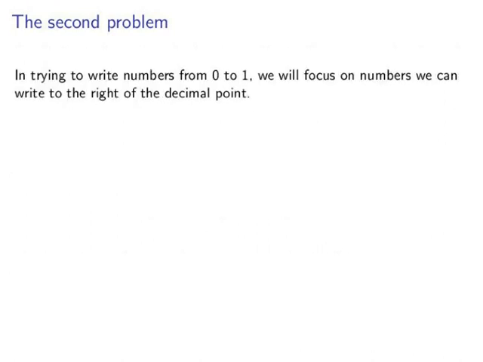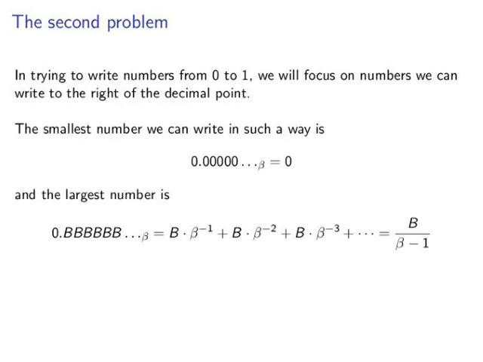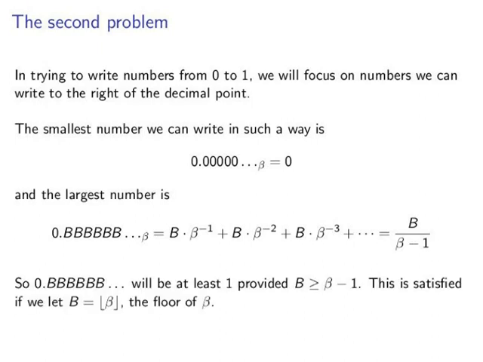In trying to write numbers from 0 to 1, we will focus on numbers we can write to the right of the decimal point. The smallest such number we can write is 0.00000, in other words, 0. The largest number we can write is 0.bbbbbb, and so on. This is b times beta to the minus 1, plus b times beta to the minus 2, plus b times beta to the minus 3, and so forth, which is a geometric series and can be written as b over beta minus 1. So 0.b repeating will be at least 1, provided b is at least beta minus 1.